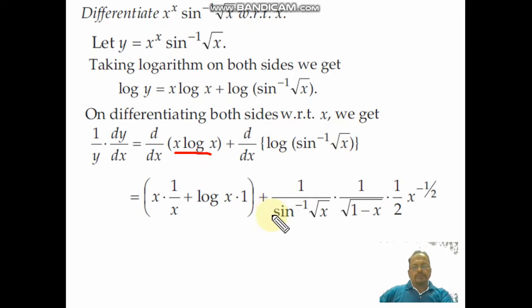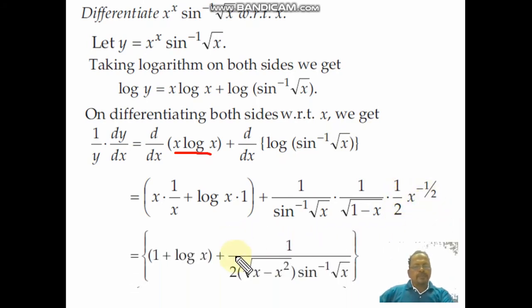And for log of sin inverse root x, chain rule: log of bracket, derivative is 1 upon bracket into derivative of bracket. That is, derivative of sin inverse root x is 1 upon under root 1 minus bracket square, that is root x square, into derivative of root x. Derivative of root x is 1 upon 2 root x, or half into x raised to minus half. In the next step, write this nicely and then take y on the left hand side.